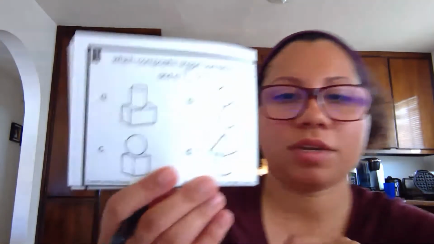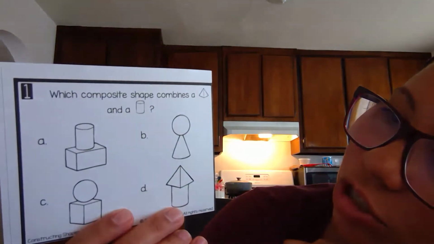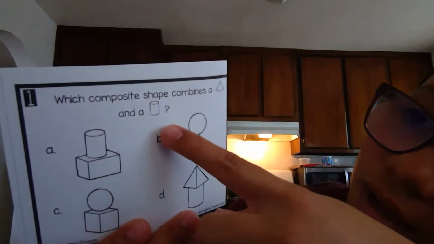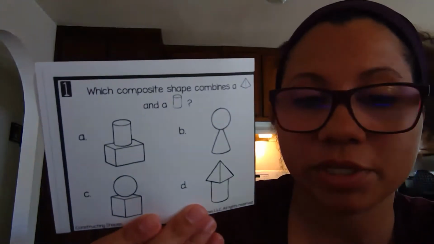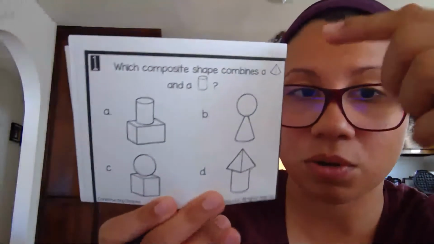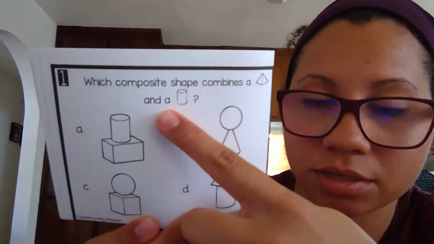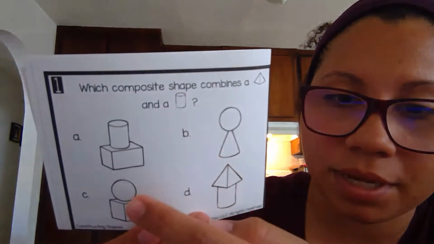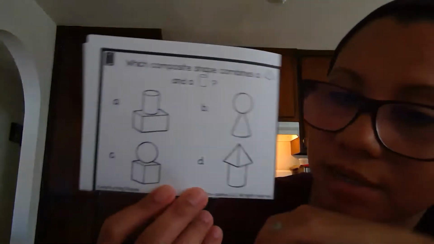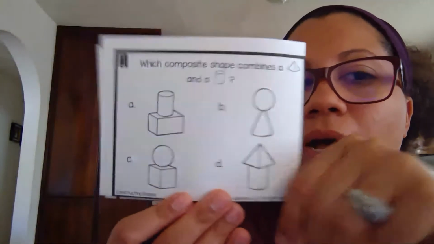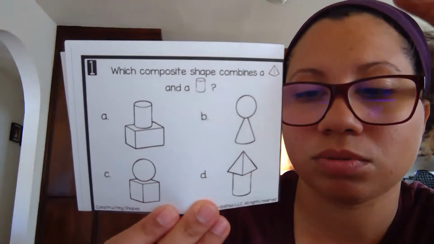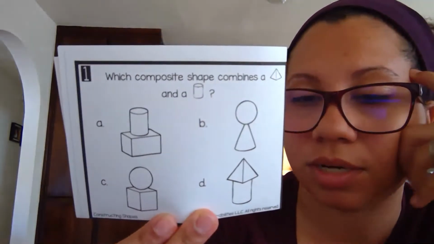Because we can't just do 2Ds, we have to do some 3Ds. Marlena, do 2 of each. I'm okay with that. All right, here we go. It says, which composite shape combines a pyramid and a cylinder? So you're looking for an option that composes both a pyramid and a cylinder. Is that option A, B, C, or D? Which one composes the pyramid and the cylinder? A, B, C, or D?